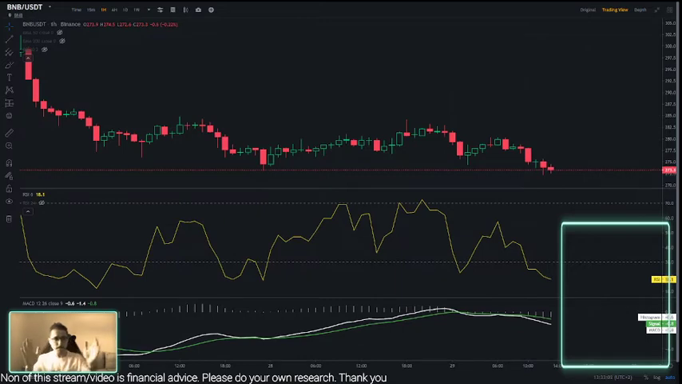Today we are going to check out BNB, the third biggest crypto by market capitalization as of today. BNB is the token of the Binance platform, and what better platform to analyze it than Binance itself. Sorry for this.